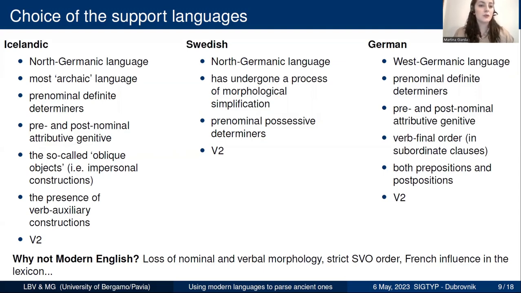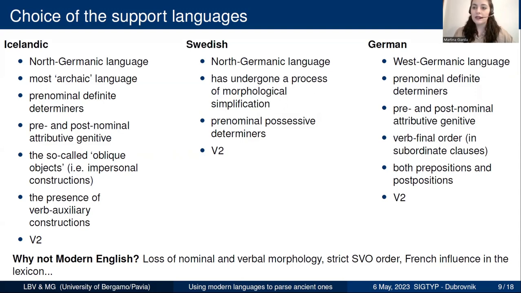Despite being a North Germanic language, Icelandic is the most similar to Old English because it's still the most archaic of the Germanic languages. It has prenominal definite determiners, pre- and postnominal attributive genitive, the so-called oblique objects, the presence of verb auxiliary constructions, and the V2. Swedish is also a North Germanic language, but has undergone a process of morphological simplification.